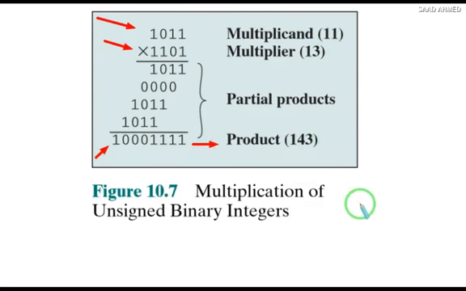So this proves that the method just shown is a valid method for binary multiplication, and this is how it happens. In the next session we are going to continue this.